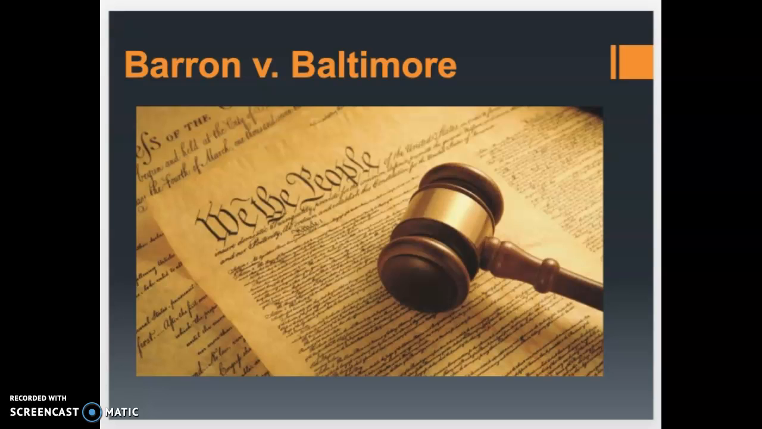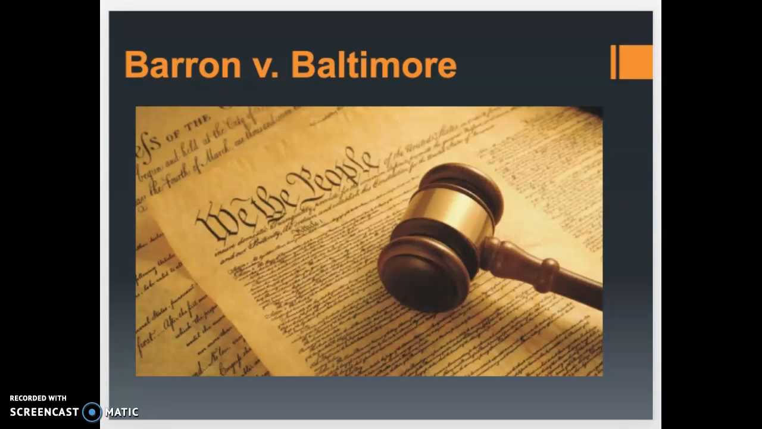Many states already had their own Bill of Rights, and so they didn't think that they needed to follow the national government's ones. That meant that you could potentially live in Georgia and not have freedom of religion, but you could live in Pennsylvania and have freedom of religion. So at this point, the state governments were free to restrict their people's freedoms.